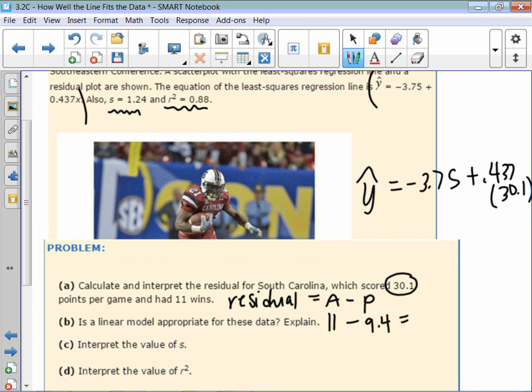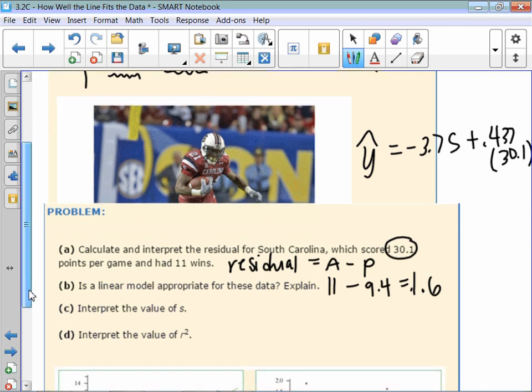All right, so our actual was 11. They actually won 11 games, but our predicted based on the line is 9.4, and we subtract, and we get 1.6. It does say to interpret it, you guys. So basically, South Carolina won 1.6 more games than expected based on that prediction line. Okay?